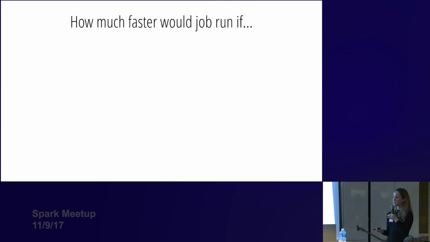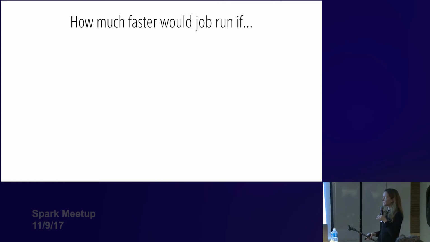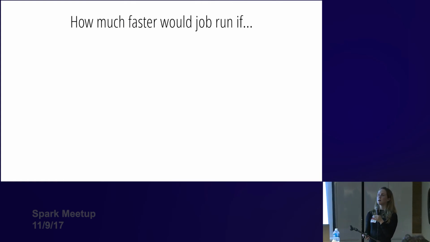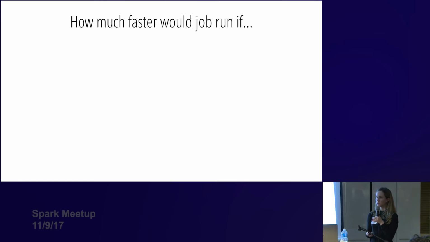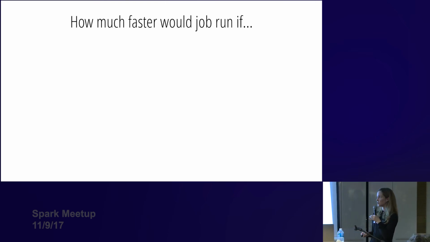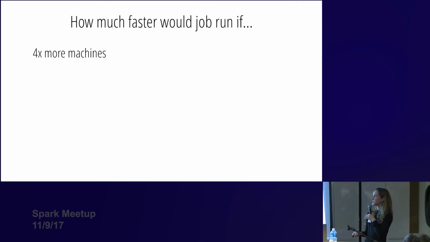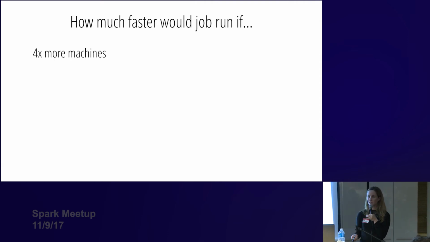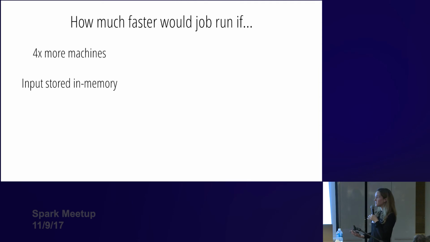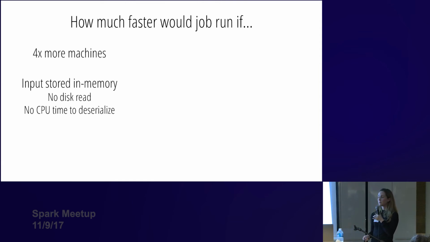I just want to talk very briefly about one example why that's useful, and that's that you can answer these sort of what-if questions for users who are thinking about reconfiguring their job in a different way. So to consider one example, if a user asks, how much faster would my job run if it had 4 times as many machines? So with additional machines, in this particular case, there's enough space to store all of the input data in memory, which means that there's no time to do the disk read, and also there's no CPU time needed to deserialize the data from disk.